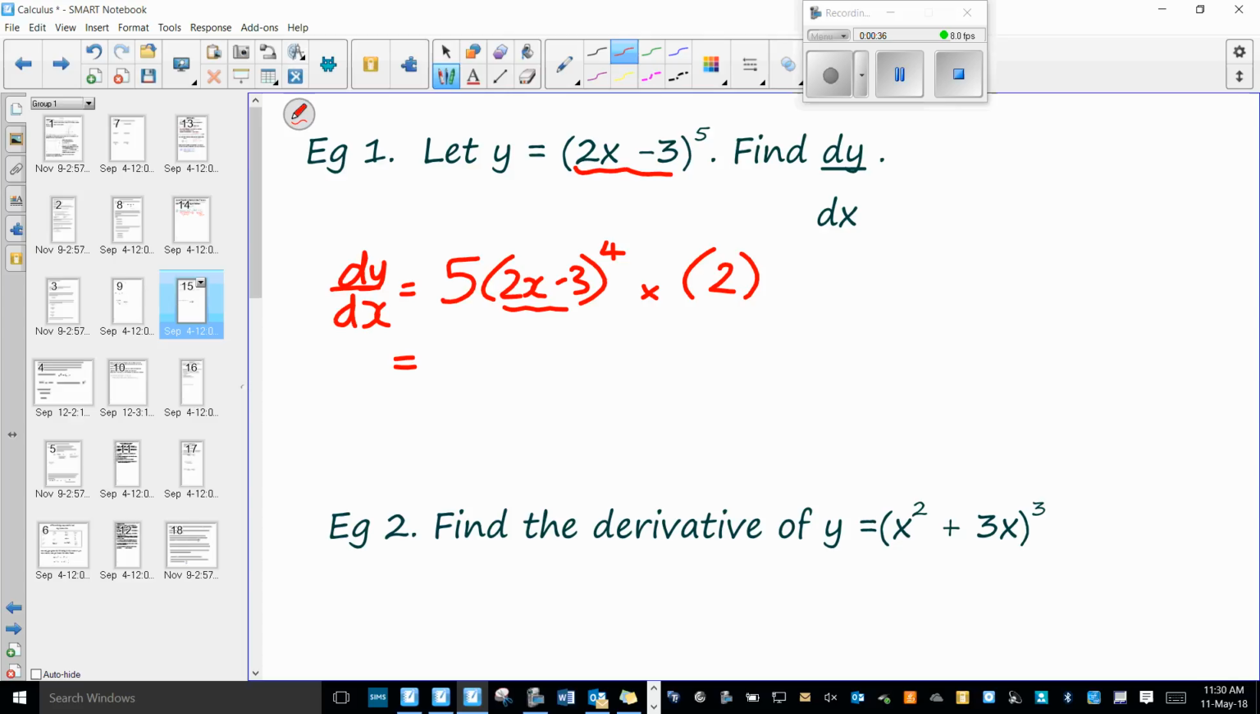Obviously that last one was way complicated, so I'm not going to do that. But this one I can, because I can multiply my 5 and 2, so this becomes 10(2x - 3) to the power 4. Done. Okay?